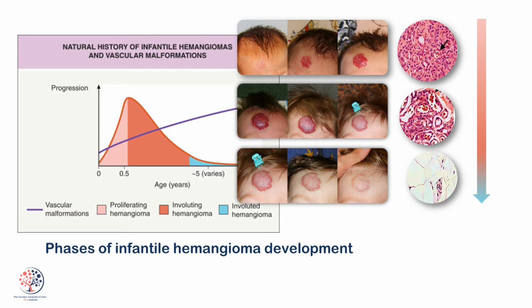Next, I'll focus on phases of infantile hemangioma, and once again, I'd like to remind you that according to the level of the affected tissue, these tumors can be superficial, meaning in the papillary dermis, or deep in the reticular dermis, fat and muscle.